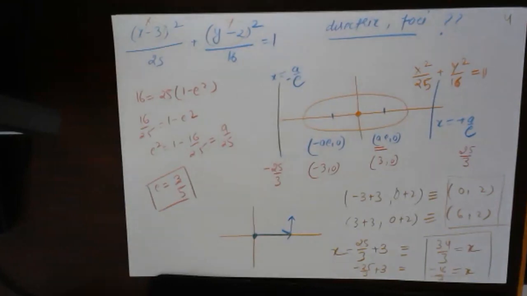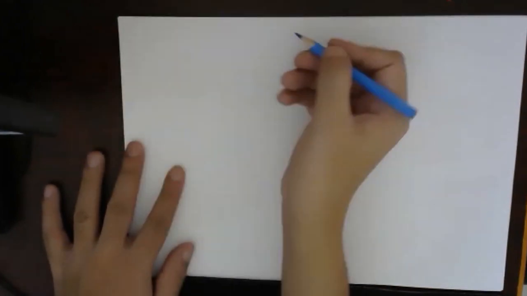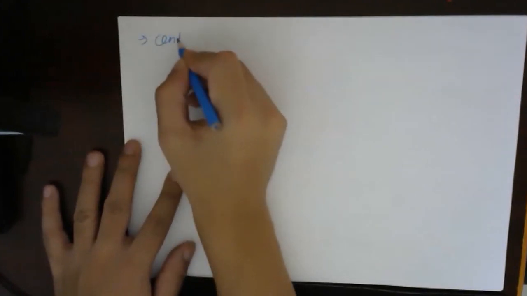Okay, very good. So let's move on to the next one. The question is on the same concept. In this case, you have to find the equation of the ellipse. The conditions are given.